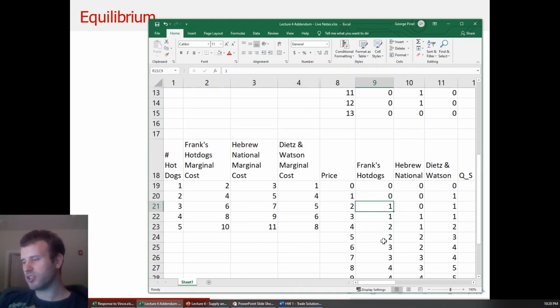If the price is 2, then Frank can justify making 1 hot dog, but not the second one. Hebrew National can't justify making any hot dogs. And Dietz and Watson can justify making 1 hot dog, but not a second one, because the marginal cost of 4 is greater than the price. Okay.